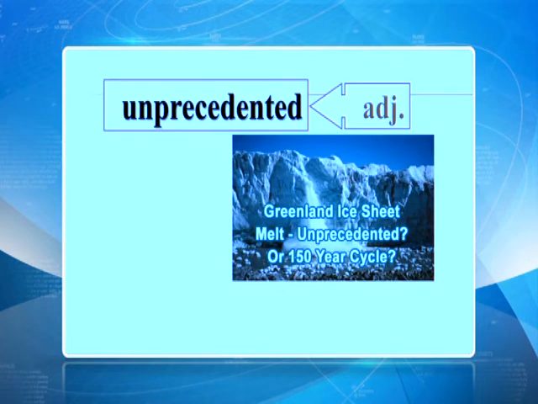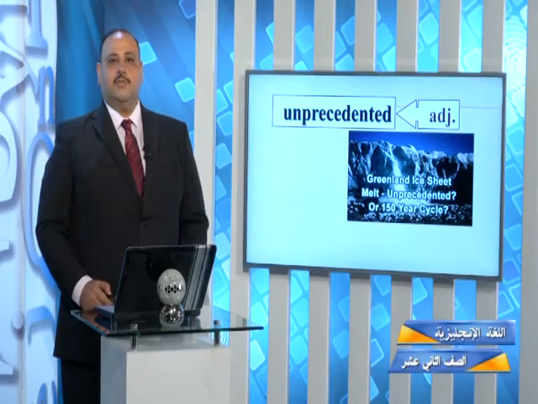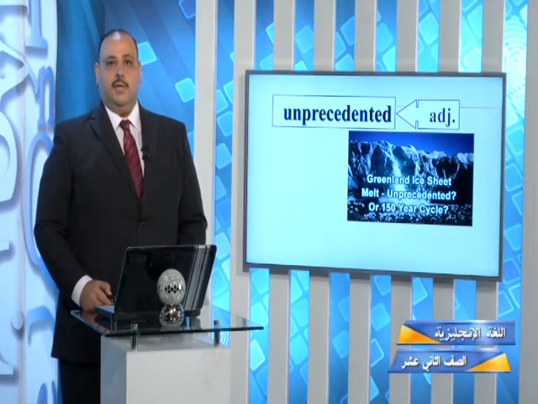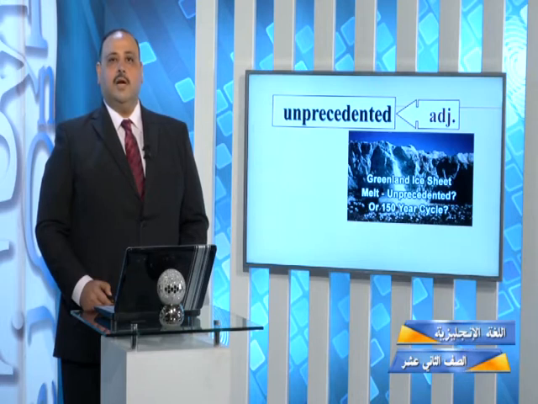Unprecedented, as you see, it is an adjective. And normally when we say an adjective, we understand that an adjective always describes a noun. But what is the meaning of the word unprecedented? Now, if you look at the picture, you can find that a huge part of ice melts, and it's a very big one. It didn't happen before. When something happened and it didn't happen before, we can describe it as unprecedented.